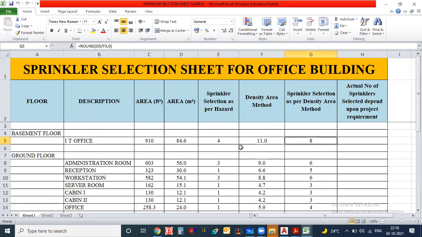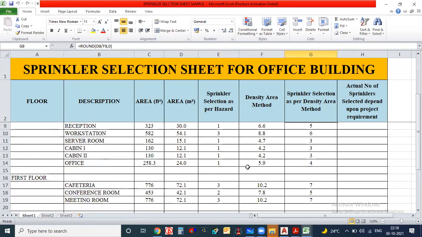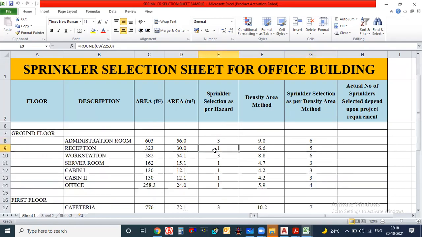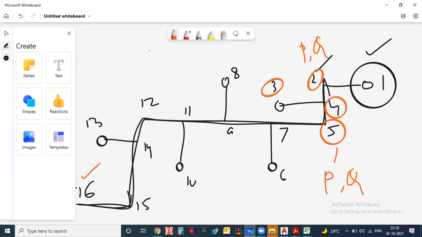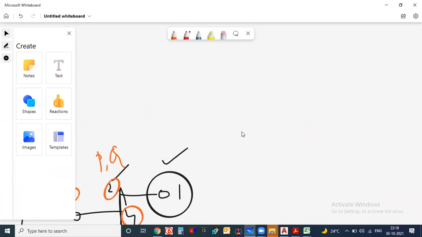So here you can see the variations. Sometimes we are getting 3, here we are getting 6, here we are getting 1, here we are getting 5. So like that, some variations are given. That's why I say that the table they have given, the maximum protection area, is not always right. You have to cross check also. The best way to cross check is to go to the real-time project, check the real-time condition, and place the sprinkler according to that only.